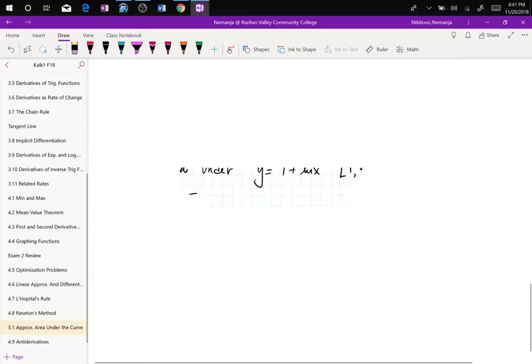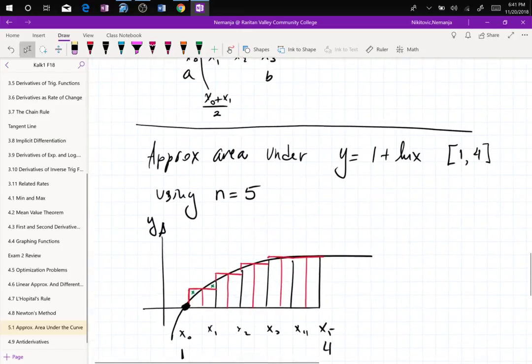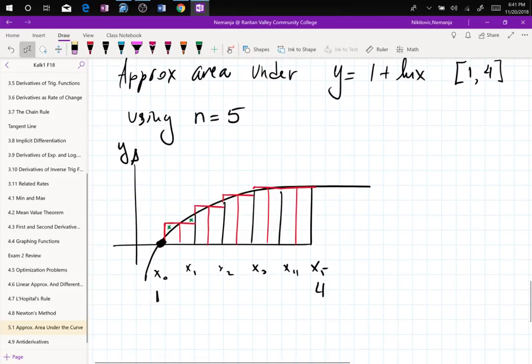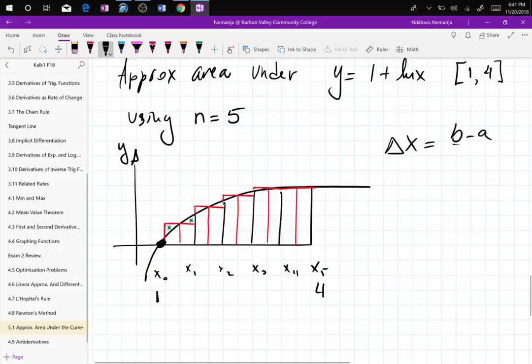So now, what am I going to do? Well, I have to compute all of these values. First off, I have to know what my x0, x1, x2, and so on are. So that's going to be my delta x calculation as b minus a over n. My b is 4, my a is 1, and n is 5. So this is 3/5.